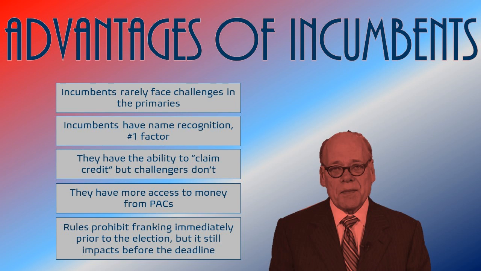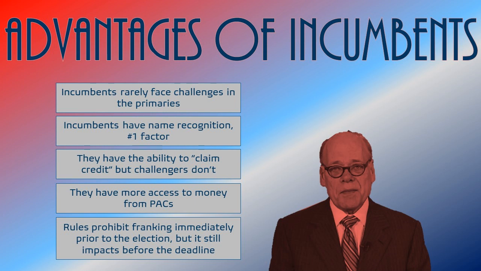Incumbents in Congress also have the ability to claim credit, which their challengers usually don't. The people that are in Congress currently, they have a track record. They can point to the things that they have accomplished. The people that are running against them don't have that same opportunity. So incumbents get to say, here's a thing I did for the district, while their challenger doesn't get to.